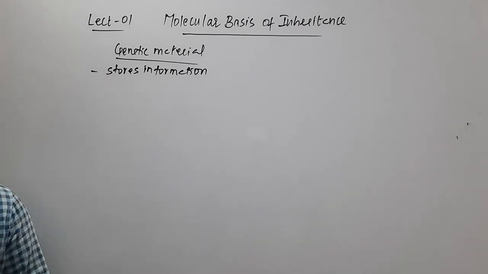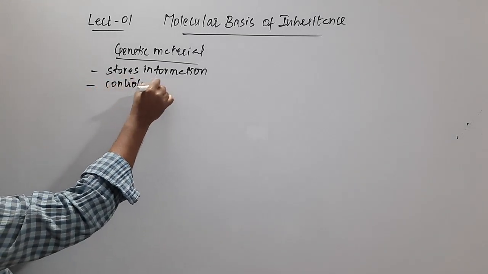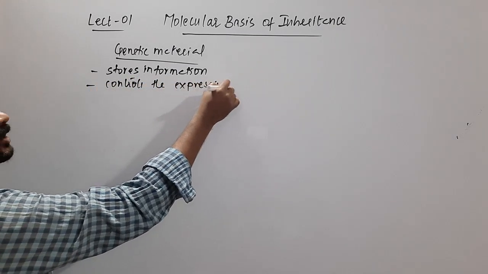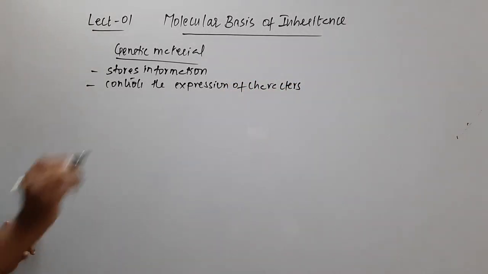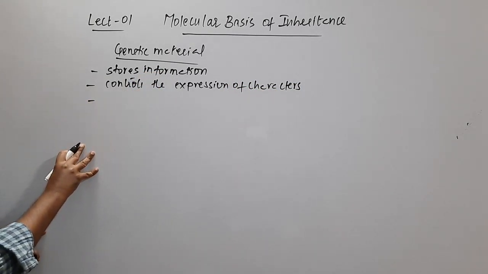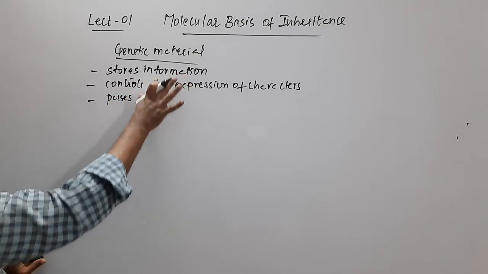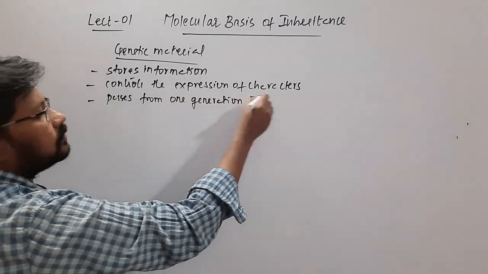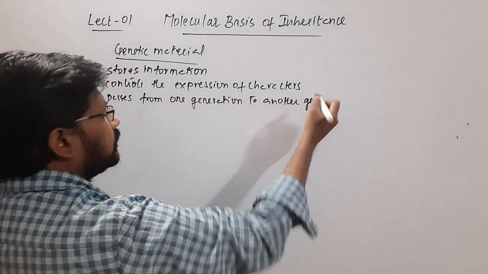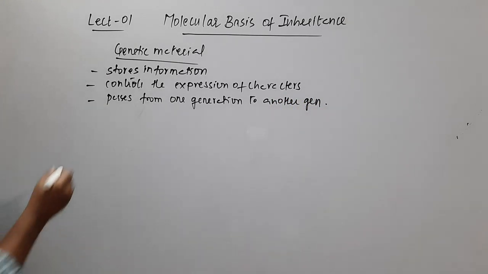So genetic material stores information, then it controls the expression of characters and is passed from one generation to another generation, right? So that's what we call a genetic material. And we'll see now the properties of genetic material.